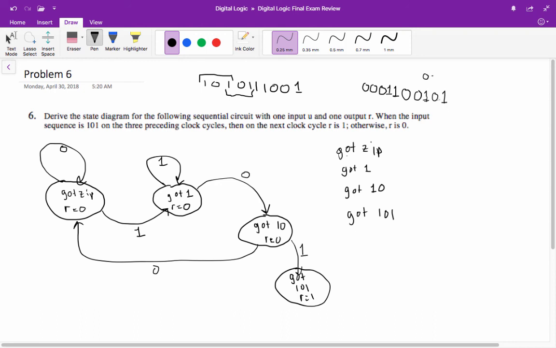Now, after we have a 1, 0, 1, if we get a 0, then we're back to the state that is got 1, 0. If we are at 101 and we get a 1, then we're at the state got 1. And that is our Moore machine for a sequential circuit that will detect the sequence 101 on the 3 preceding clock cycles.